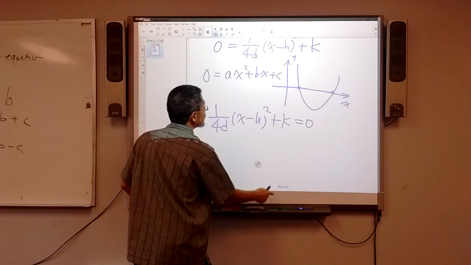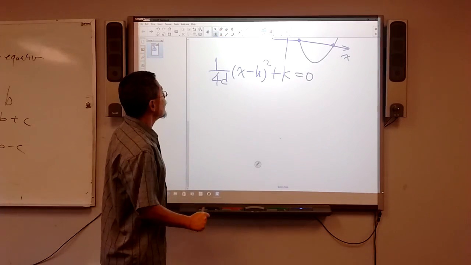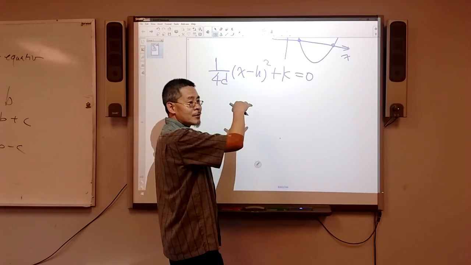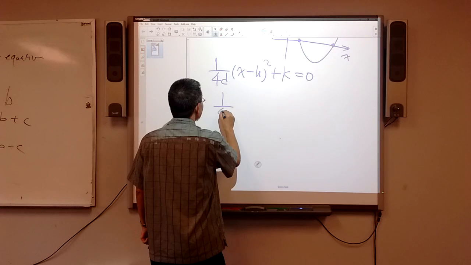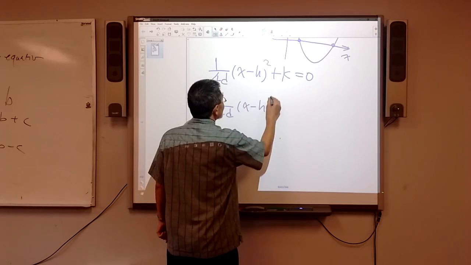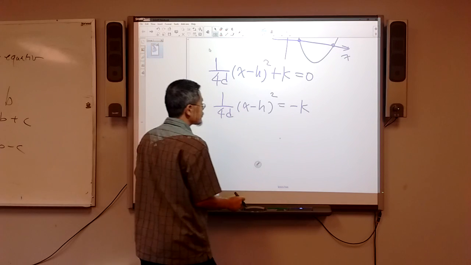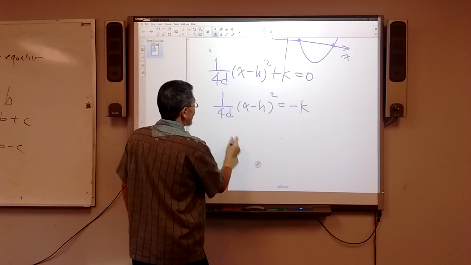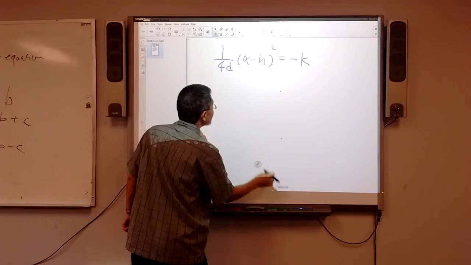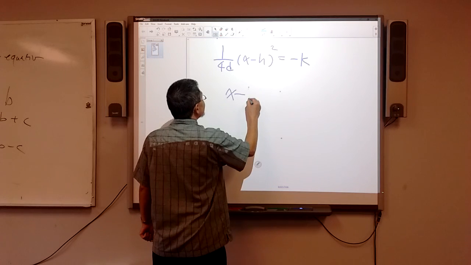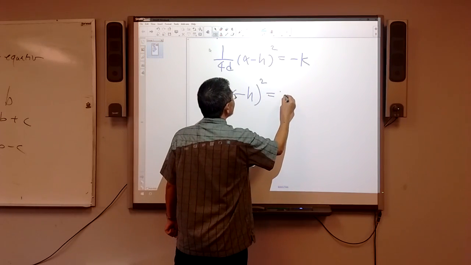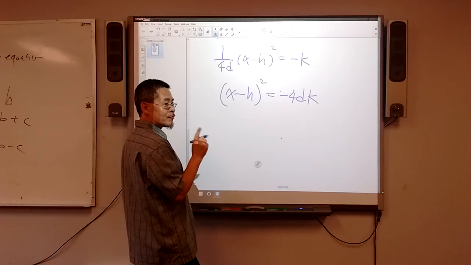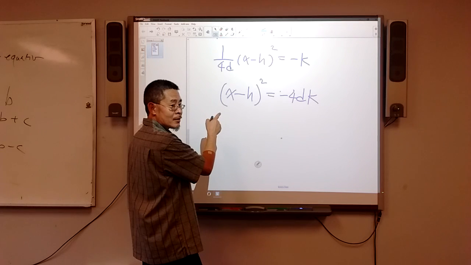What's the first thing we do? We move everything to the right except the x, right? That's how we solve for x. So therefore, 1 over 4d times (x minus h) squared equals negative k, right? And what do we do next? Multiply by 4d. So what we have is (x minus h) squared equals negative 4d times k, right? See, it's much easier this way, right?